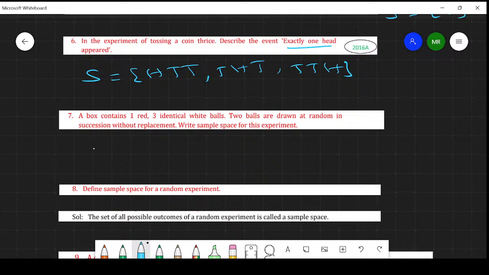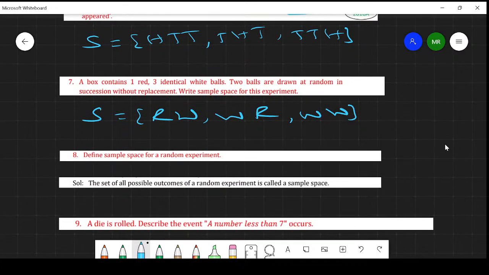Write the sample space. When you observe here, you may get one red ball and one white ball, or a white ball and a red ball, or you will get both white balls. These are the possible sample space. So this is your answer: RW, WR, or WW. That's all. Look at these possible outcomes.